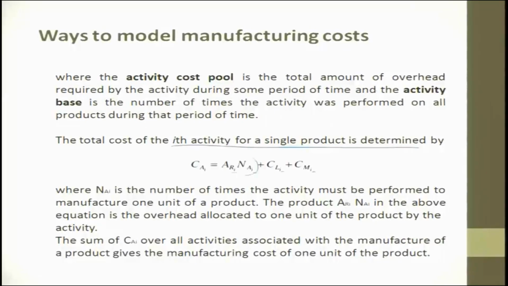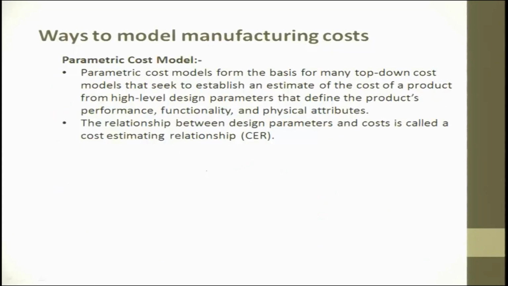NAi is the number of times the activity must be performed to manufacture 1 unit of a product. The product of ARi and NAi in the above equation is the overhead allocated to 1 unit of the product by the activity. CAi is the overall activity cost associated with the manufacturing. Sorry, today's lecture is more of costing, and these formulas are very simple, but you have to remember them from the examination point of view. It is just applying logic and then you start doing it.